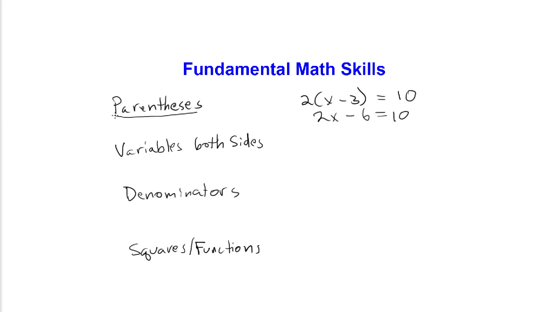Parentheses. Generally, we multiply out and simplify. Not always. Sometimes you need to factor or cancel right away. But that's a good rule of thumb.